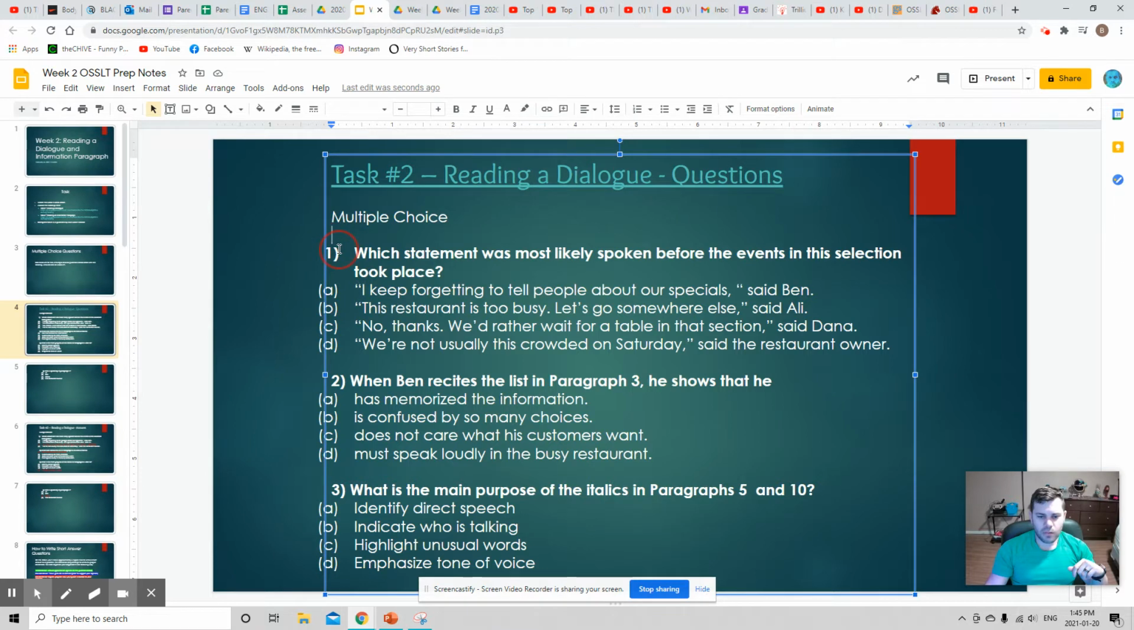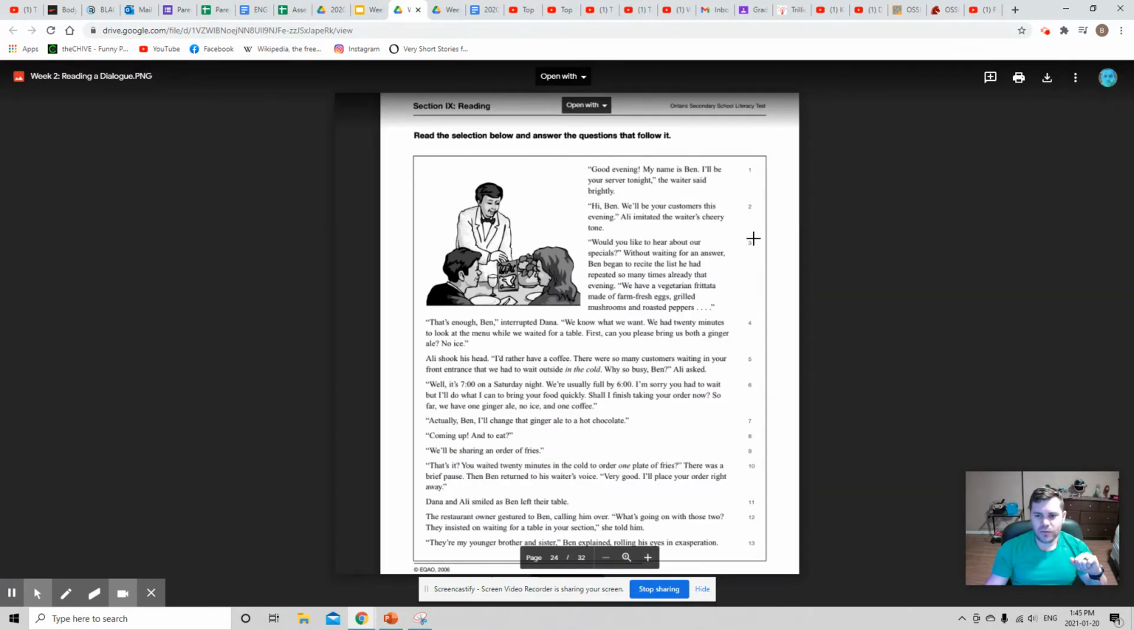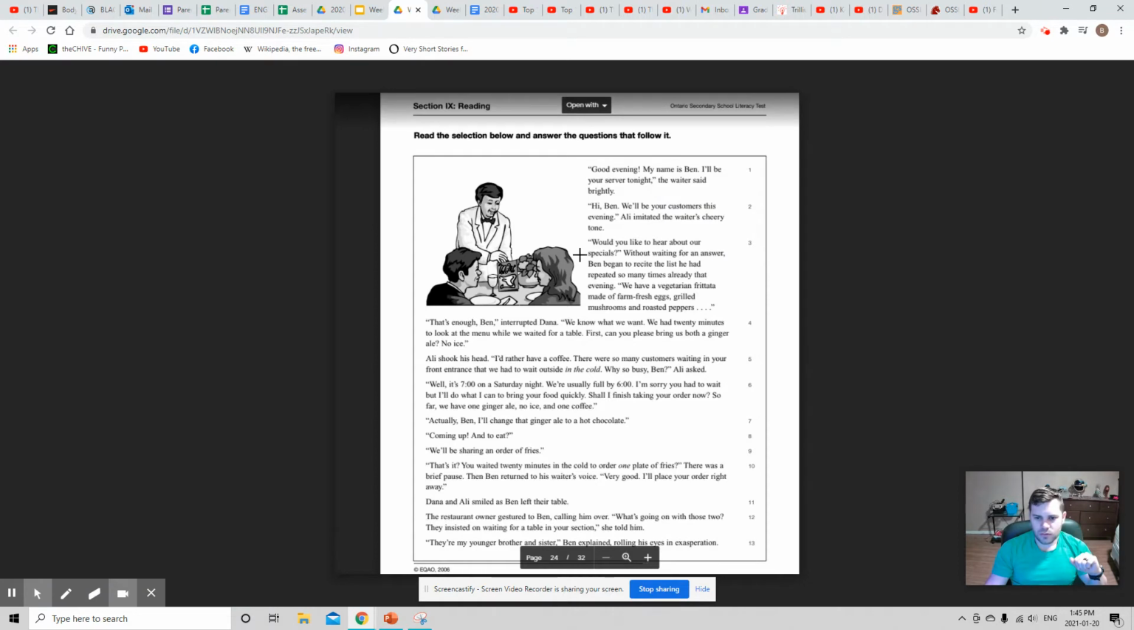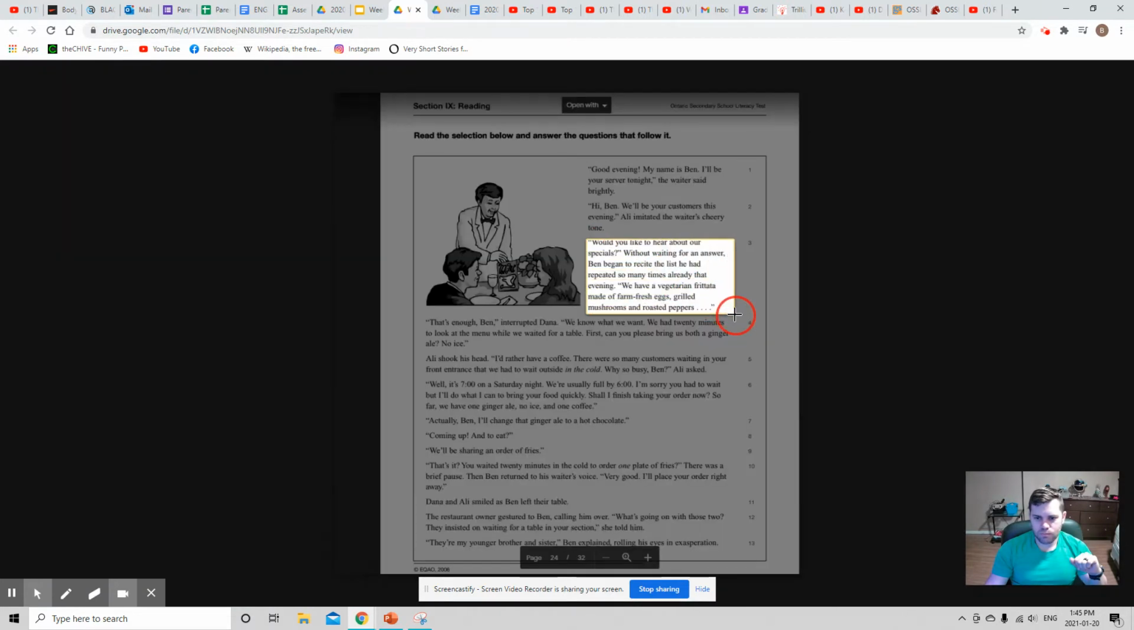So here are the multiple choice questions. It wants you to predict what you think happened before the story when Ben recites a list in paragraph 3, and paragraph 3 is numbered right here. So this is paragraph 3 right here.